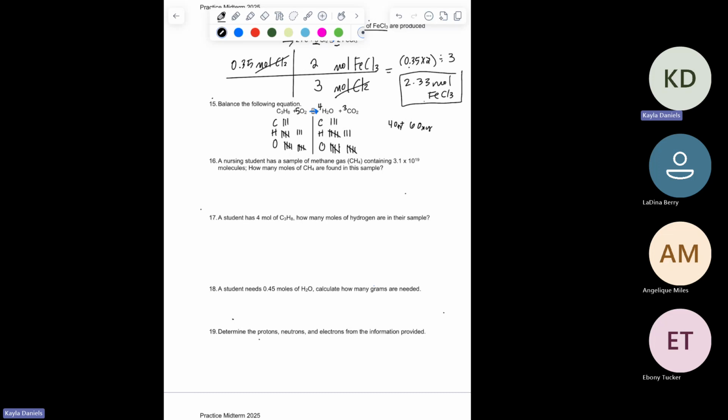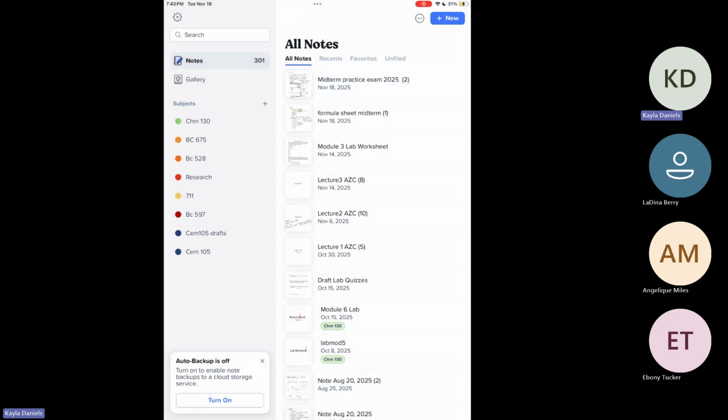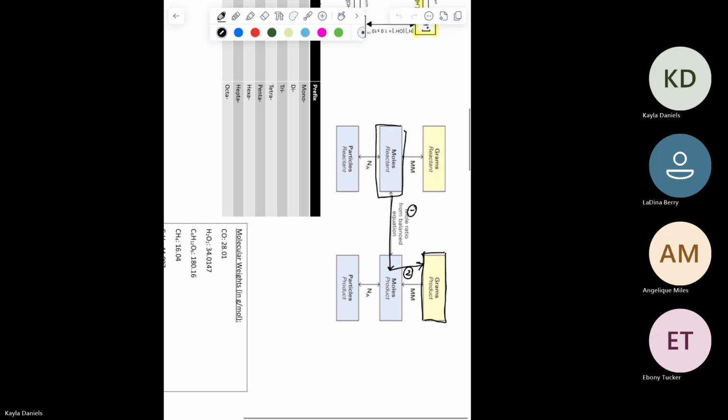All right. 16. A nursing student has a sample of methane gas, CH4, containing 3.1 times 10 to the 19th molecules. How many moles of CH4 are in this sample? We're trying to go from molecules to moles. If we go back to this formula sheet, we go back to this map here.